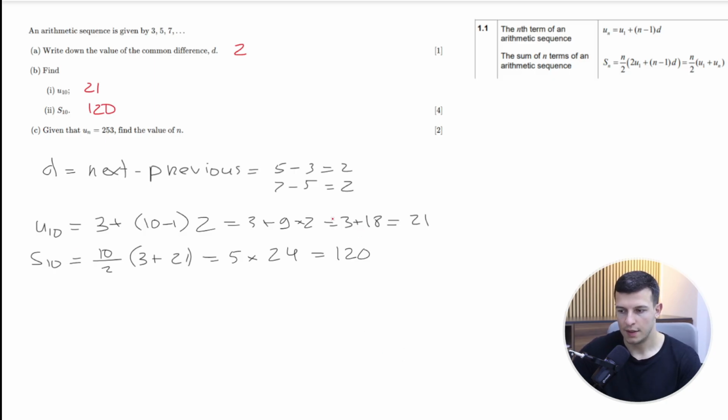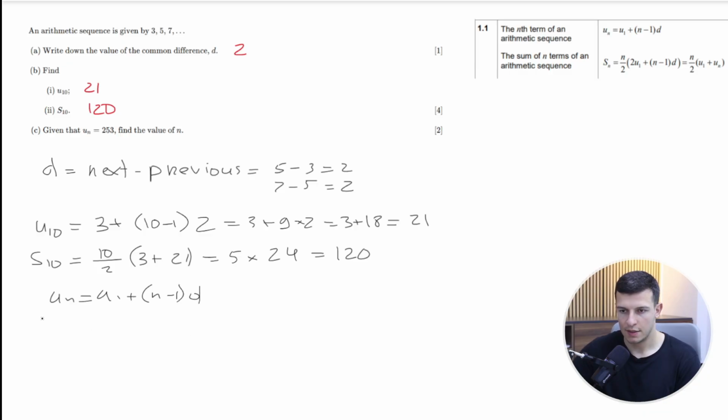And now, last piece, given that Un is equal to 253, find the value of n. Now, usually, they gave us n, like in B, and we had to find Un, but this is the opposite of that. So we're given Un, but we don't know what n is. So all we have to do again is use the same formula. So what's the formula again? Un equals U1 plus n minus 1 times d.